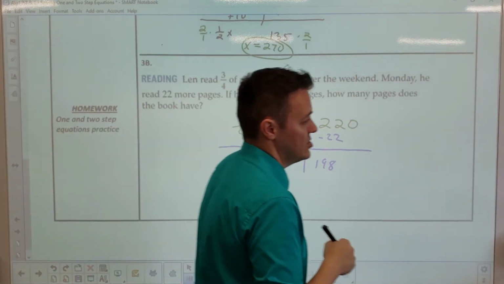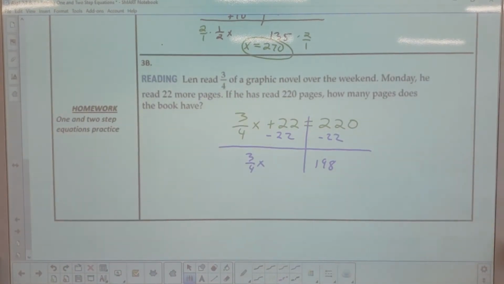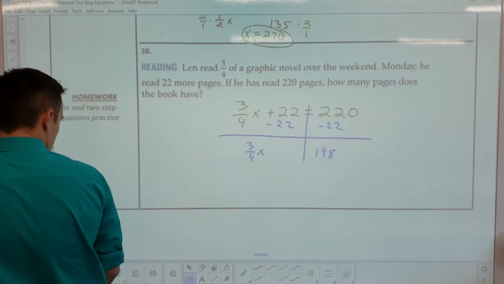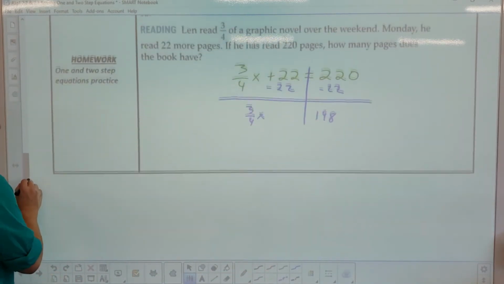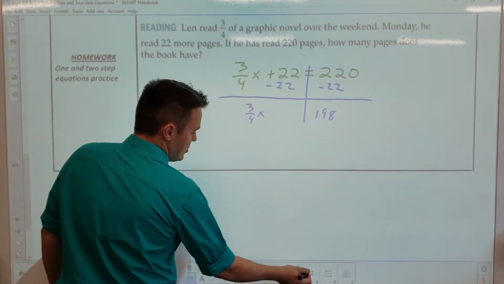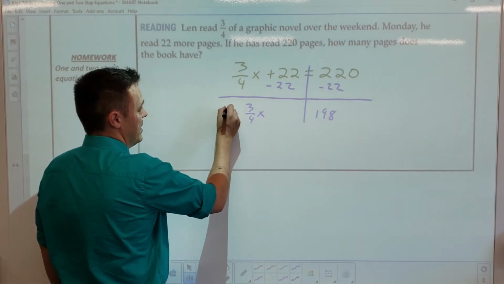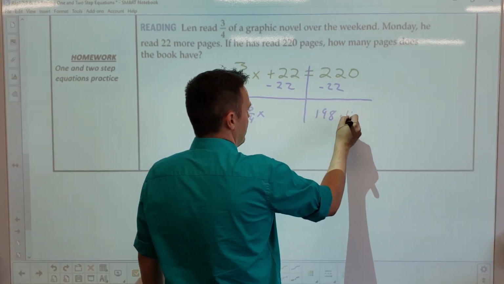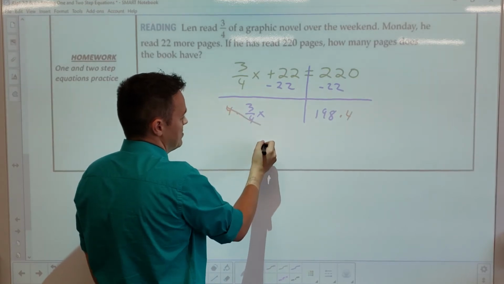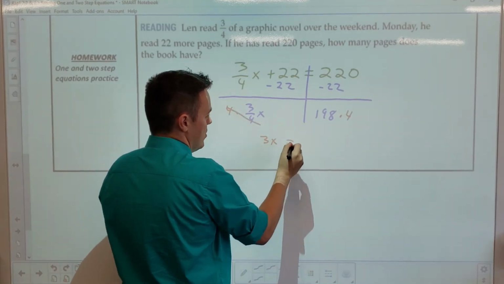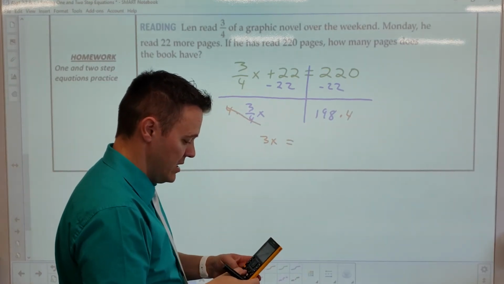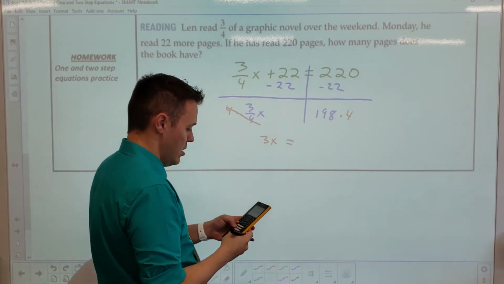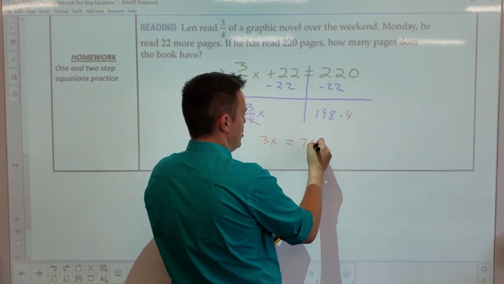Now, ladies and gentlemen, let me get a calculator, because I'm about to do some bigger math here. So this one's more of a multi-step equation. So on this, the next piece would be to multiply both sides by 4, multiply by 4, multiply by 4. So then you cancel out the bottoms. You'd have 3x equals, and then I got to put in the calculator, 198 times 4. That comes out to be 792.